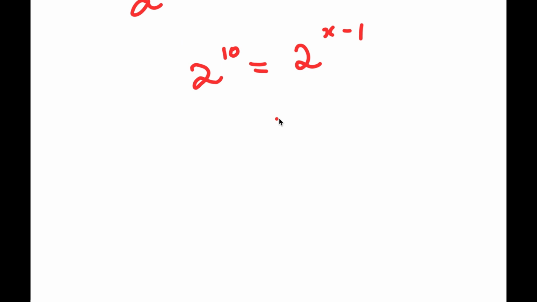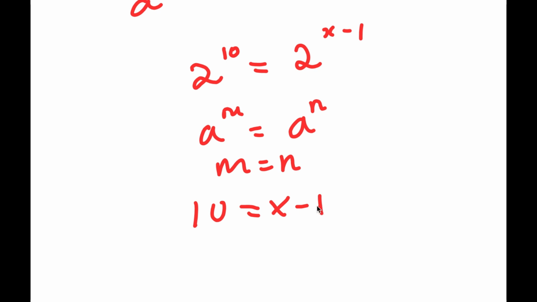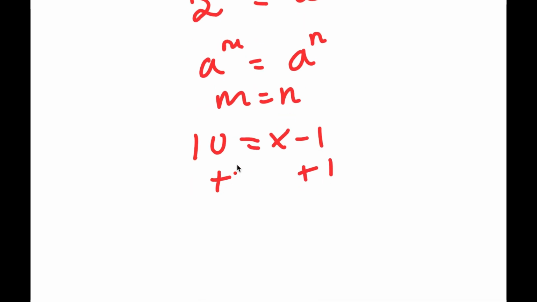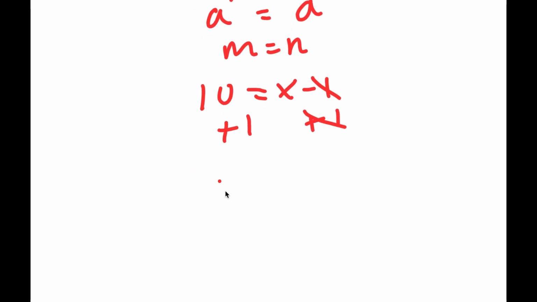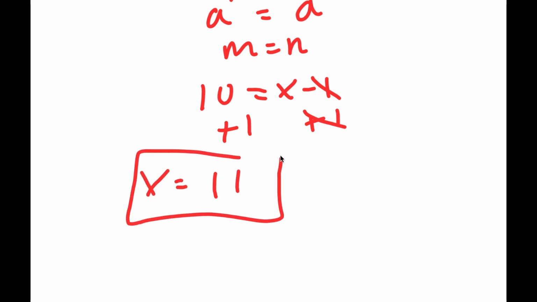And now, if I have something in the form a to the power of m is equal to a to the power of n, this means that m is equal to n. So in this case, 10 is equal to x minus 1. Now if I add 1 on both sides, I get 11. Sorry, x is equal to 11.